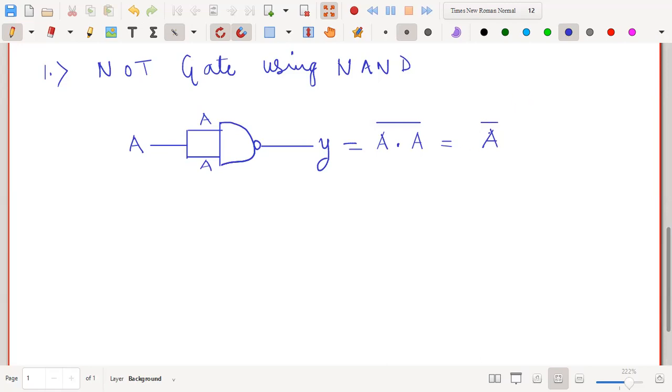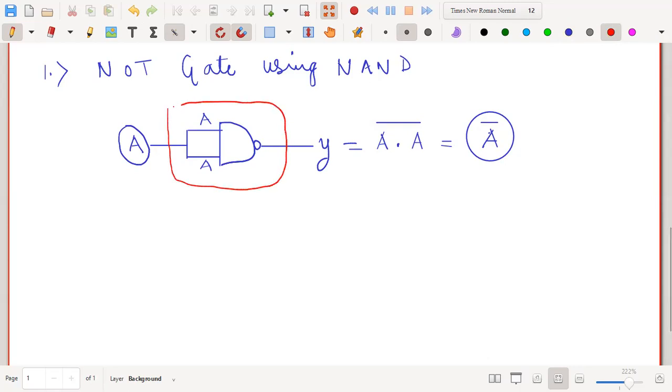So A complement. You see, input में मैंने क्या दिया है? A दिया है, ठीक है? And what I am getting at the output? I am getting A complement. That means this whole gate, everything which I have designed, is working as a NOT gate. So in this way, you can use NAND gate to design the NOT gate.